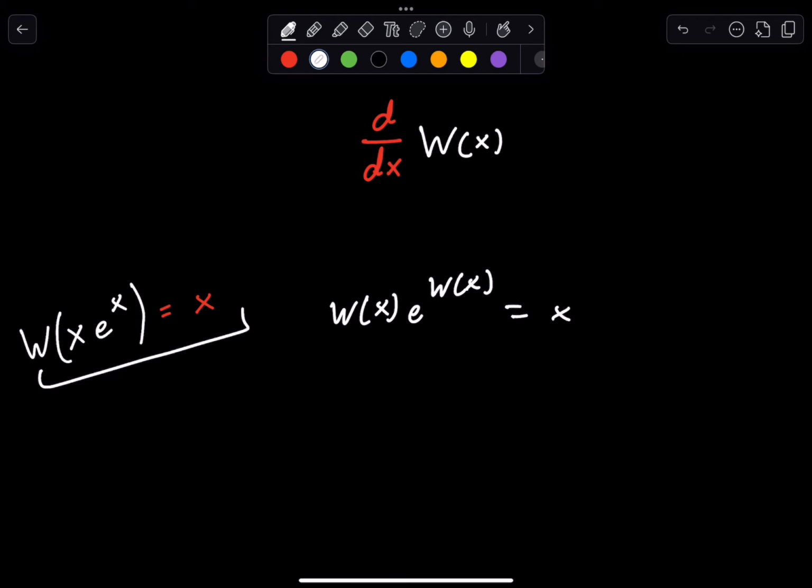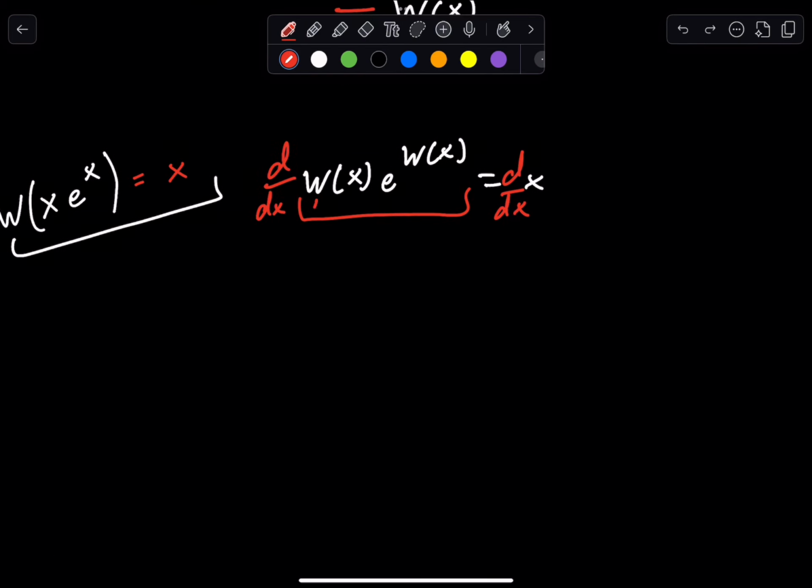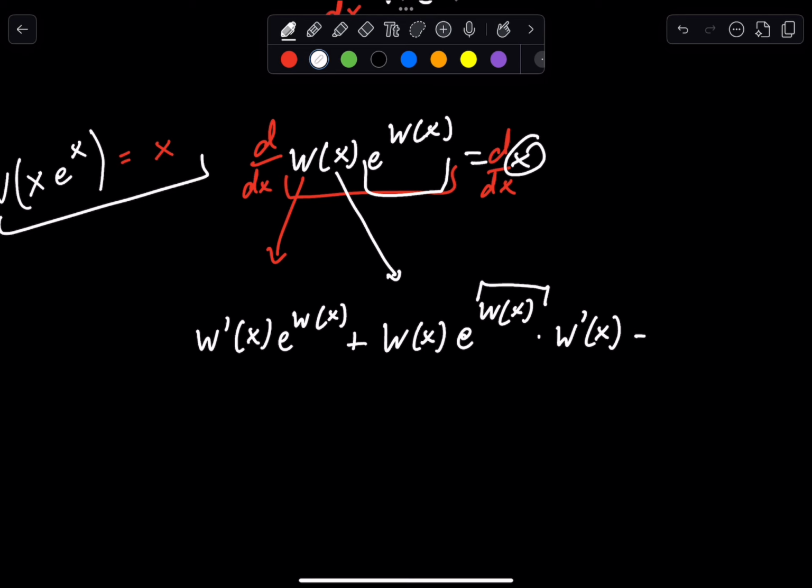So let's differentiate the left-hand side. We can use our product rule, so we're taking d/dx. What is d/dx of this massive thing? Product rule: we take the derivative of the first thing, W prime of x, and leave the second thing, e to the W of x, just like that. Then we add: leave W of x the same as it was, times the derivative of e to the W of x. The derivative of e to anything is e to that something, and then by chain rule we multiply by the derivative of the exponent, W prime of x. And what do we get on our right-hand side? This is equal to 1.